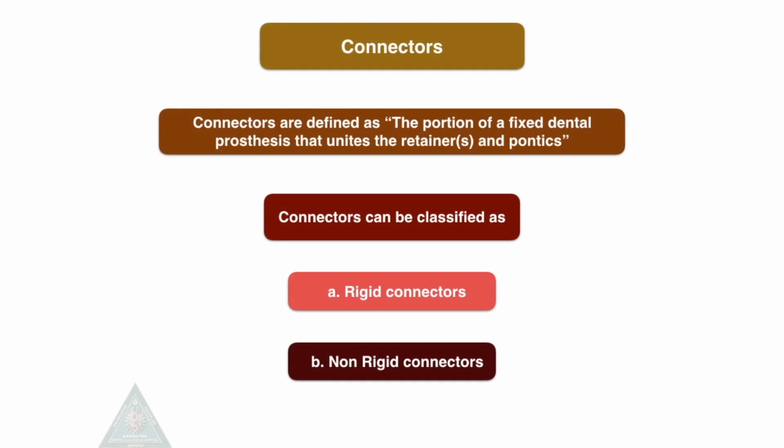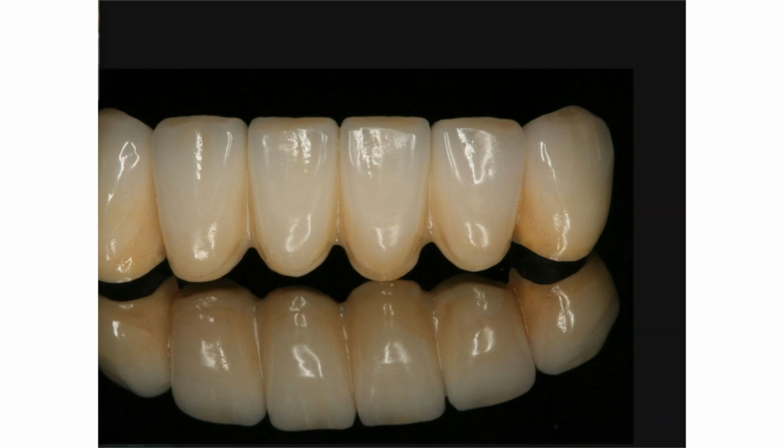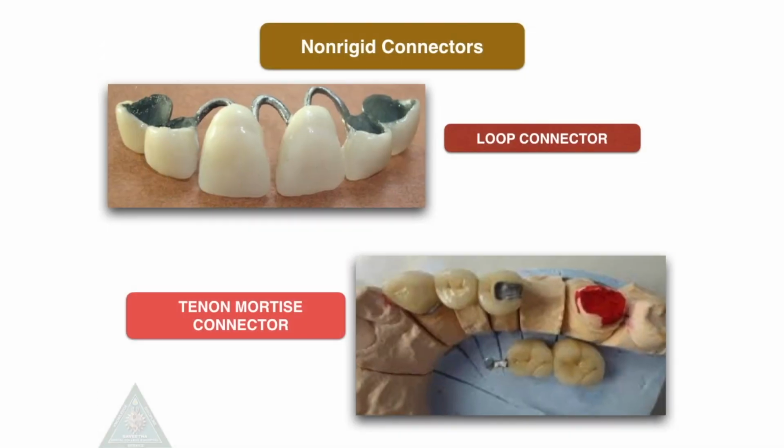Connector is nothing but a joint between the pontic and the retainer. Connectors can be classified into two categories, namely the rigid connectors and non-rigid connectors. A rigid connector is one which does not permit any movement between the pontic and the retainer. The joint is very intact here. In a non-rigid connector, the joint permits a little bit of movement between the pontic and the retainer. There are four variations in this, namely the loop connector, tenon and mortise, split pontic, cross pin, and wing.